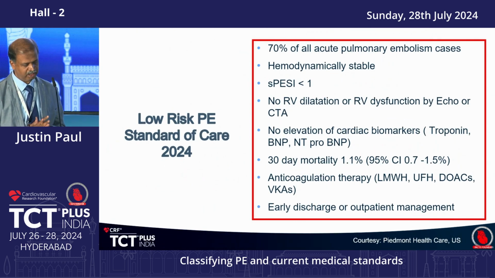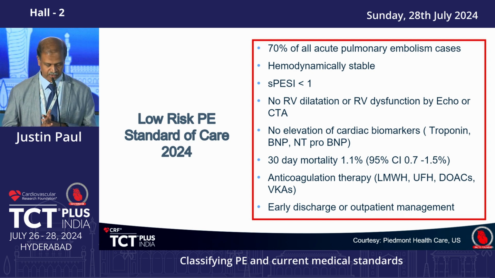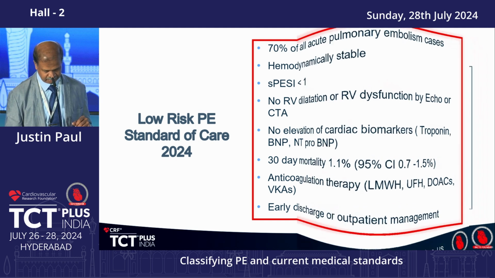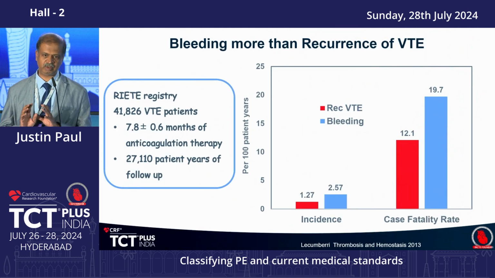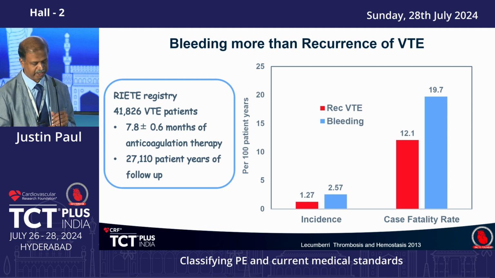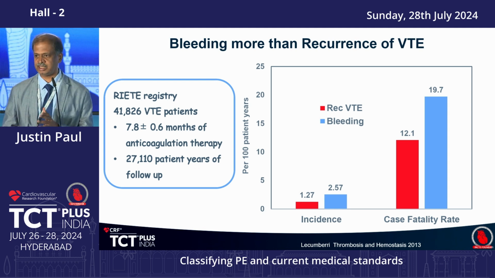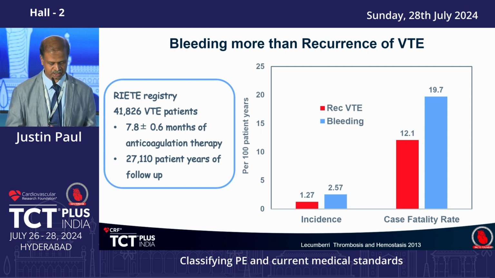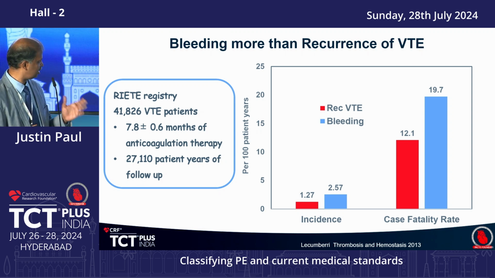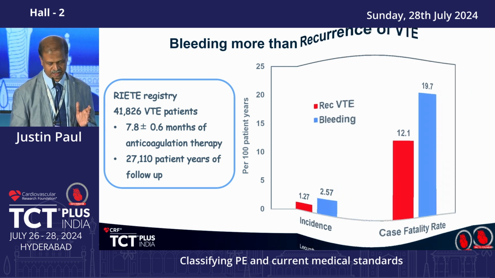So what about low risk PE? It is 70% of all acute pulmonary embolism cases, hemodynamically stable, and anticoagulation therapy is the prime thing, with early discharge and outpatient management. It's very important to remember the optimal duration of anticoagulation therapy; we cannot just keep giving anticoagulation. The RIETE study, from the Spanish registry, showed that the case fatality rate was higher due to bleeding than due to recurrent venous thromboembolism, and the incidence of recurrent VTE was higher than the incidence of bleeding. So it is extremely important that we don't give more than what is necessary.